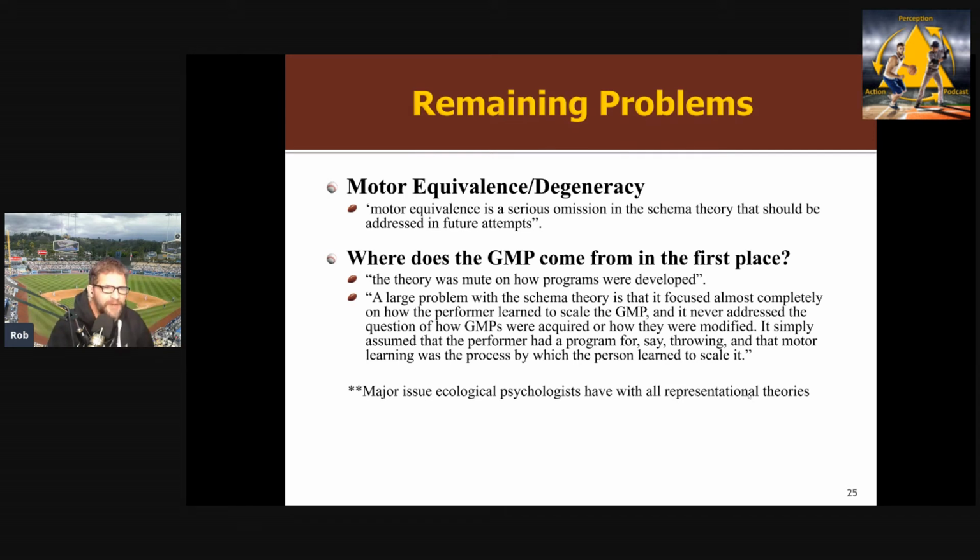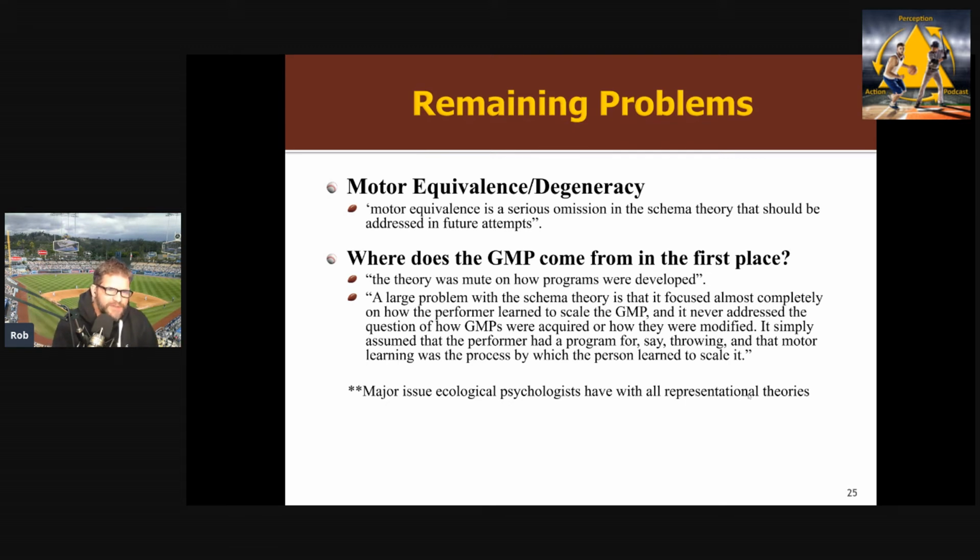So one of the problems with the motor program is the issue of degeneracy, or motor equivalence. The idea is I can produce the same outcome with completely different combinations of joint movements. I can serve a volleyball underhand, overhand, or with a jump serve, in all different ways. A motor program cannot explain that. You cannot store degeneracy in a motor program. It would be way too complicated, and Schmidt fully admits that motor equivalence is a serious omission. The fact that you can use completely different joint combinations for the same function can't be handled.